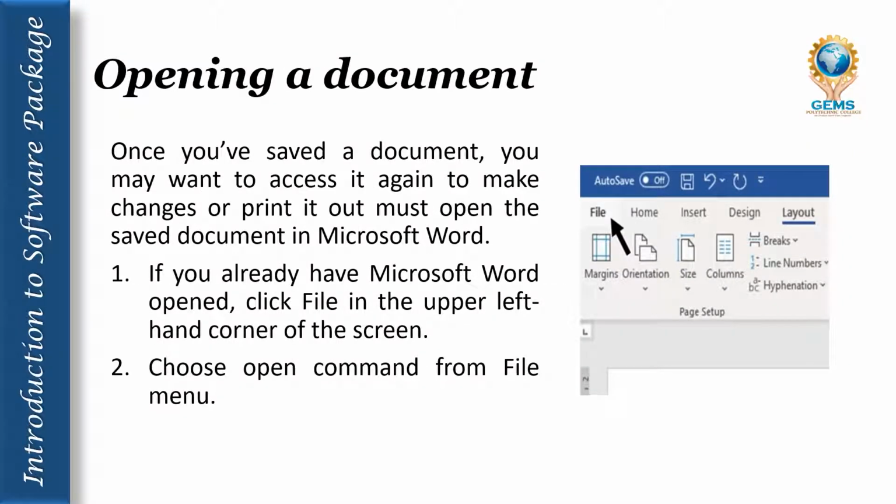Now we will see opening a document. Once you have saved a document, if you want to access it again to make changes or print it out, you have to open the document in Microsoft Word. What you have to do is go to the File menu in the upper left hand corner of the screen and click the Open command from the File menu. You can see these images, it is shown clearly.